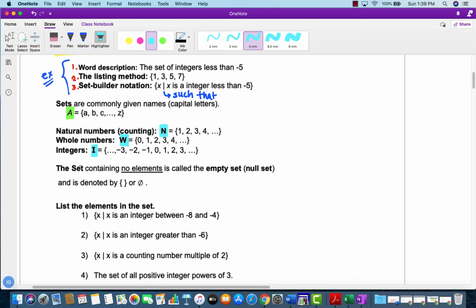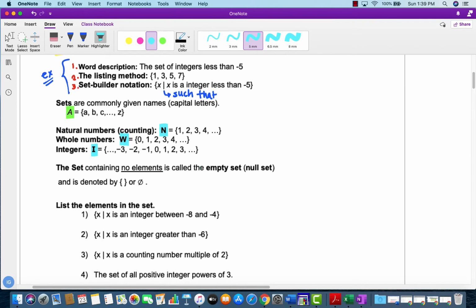It says the set containing no elements is called an empty set or null set, and is defined by the braces with nothing in between, or this looks like a 0 with a line through it. So I'll rewrite them right here so that way you know what they look like. So there's nothing between the braces, or there's a 0 with a line through it. Okay, that means there's no elements in that set. That set is empty.